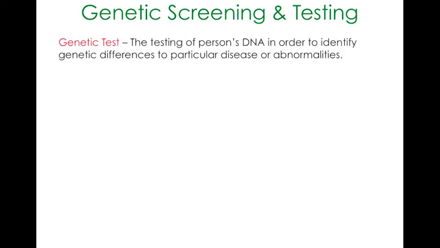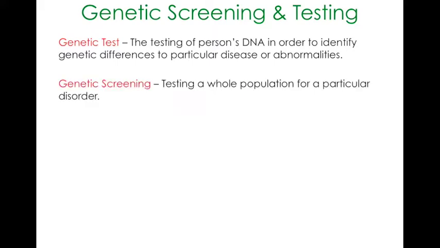Now we'll finish up by looking a little bit at genetic screening and testing and what they are. A genetic test is when you test a person's DNA to identify any particular differences in the genetics for diseases and abnormalities. When people go for a test, they look at the genetics and look for abnormalities within the genome. A genetic screening is when you test a whole population for a particular disorder. You want to inspect every individual for a particular disorder.